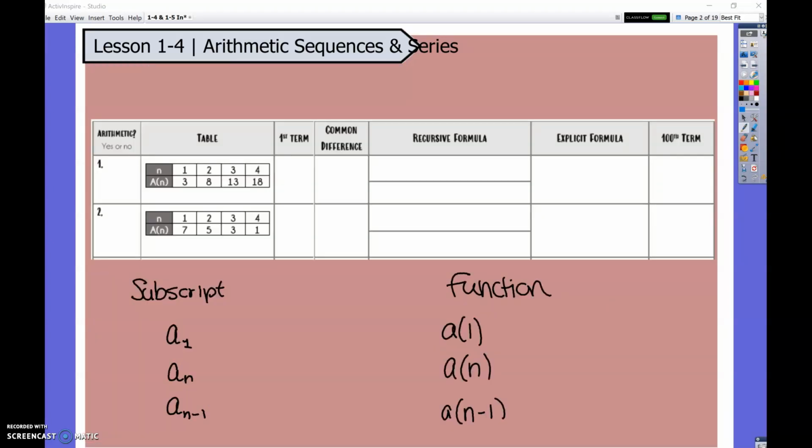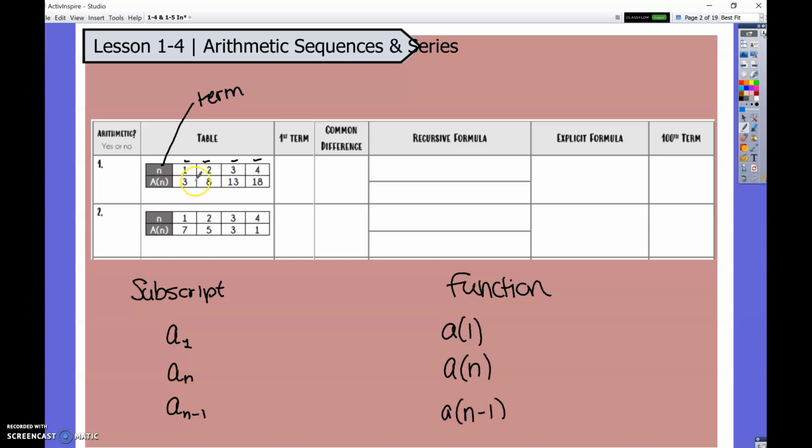So while arithmetic sequences may sound a little confusing or scary, let's just first look at this table. We have the numbers 1, 2, 3, and 4. Those are standing for the terms, so we're going to let n represent the term we're dealing with. So if I say term 1, we'd say term 1 is 3. Term 2 is 8. Term 3 is 13. Kind of just like, which value is it?